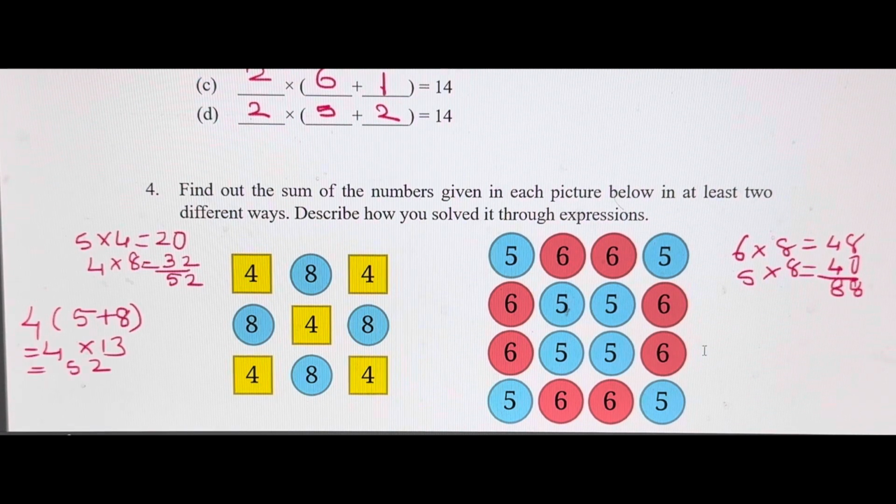This is one way. Now if we see what is common is, both are 8 times. So 8 we write it as common, and we add 6 plus 5, right? So 6 plus 5 gives you 11. 11 8s are 88. So these are the two ways in which you can get the answer of the picture.